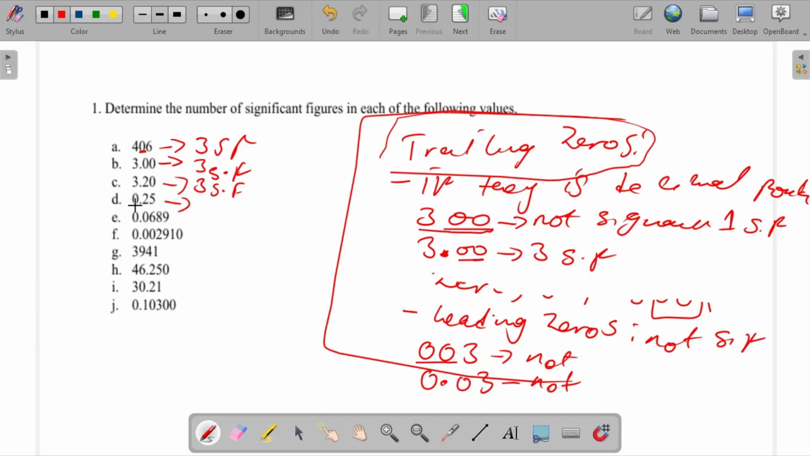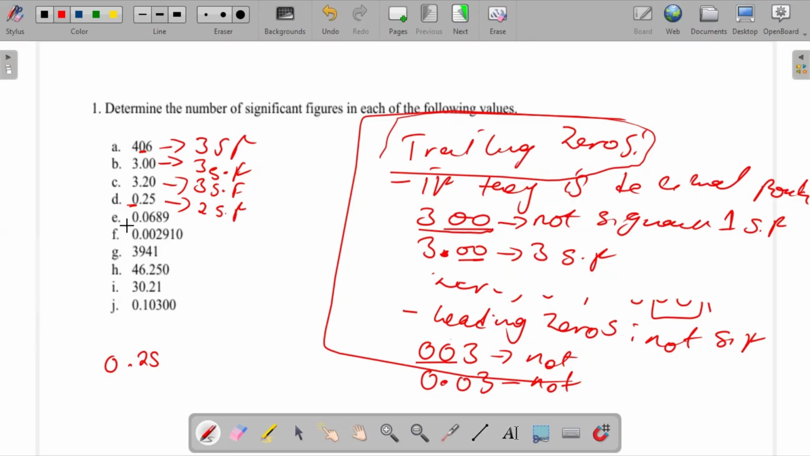Okay, let's go to the next one. 0.25. How many significant figures are we having here? 2. 2 significant figures, isn't it? So we've talked about leading zeros. We are saying leading zeros don't matter whether there's a decimal point or there's no decimal point. As long as it's a leading zero, it's not going to be significant. So in this case, this 0 is not significant. Okay, so we have 2 significant figures.